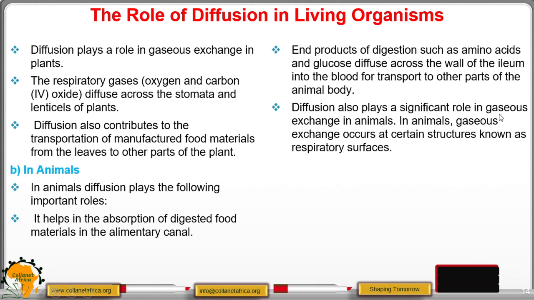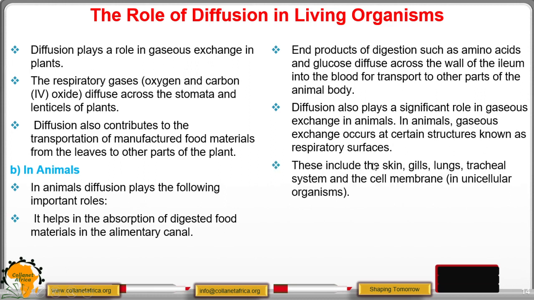Diffusion is also important in gaseous exchange in animals because gaseous exchange occurs at thin structures known as the respiratory surfaces. And these surfaces include the skin, gills, lungs, the tracheal system, and the cell membrane for unicellular organisms. I had told you that the surfaces have thin epithelium for faster diffusion.